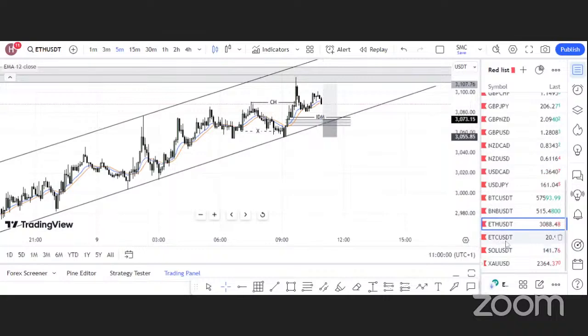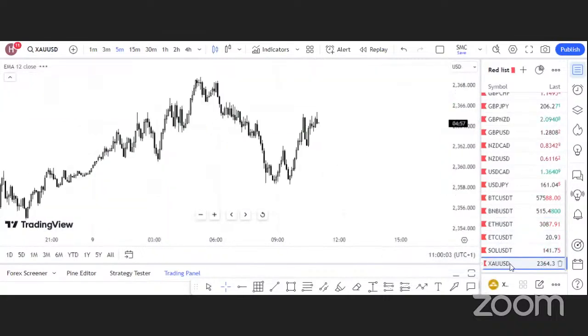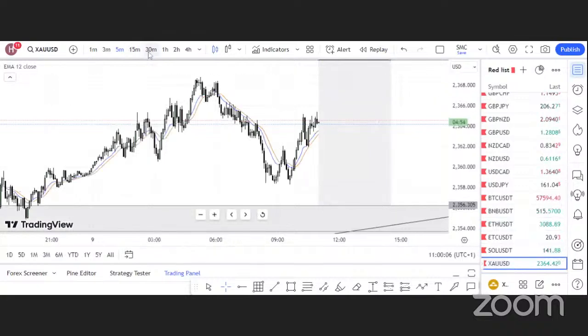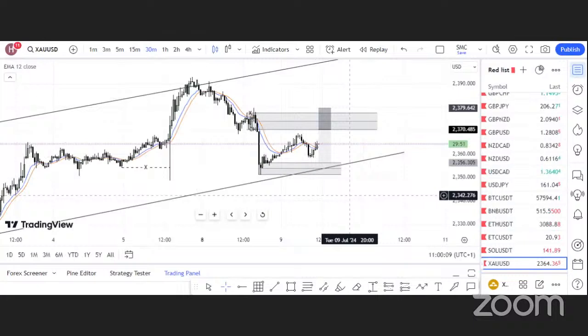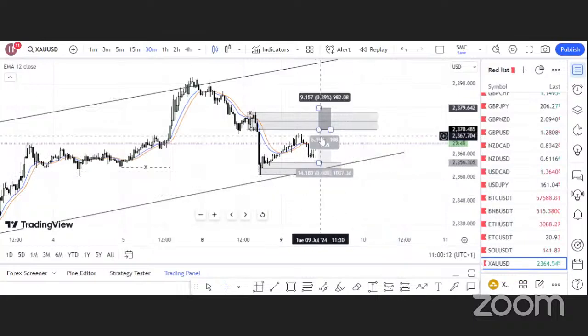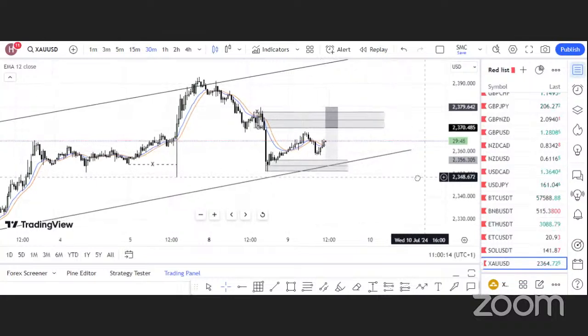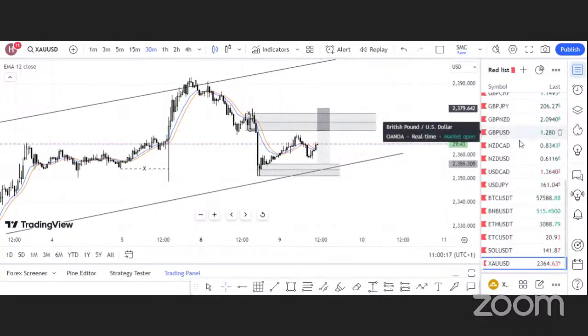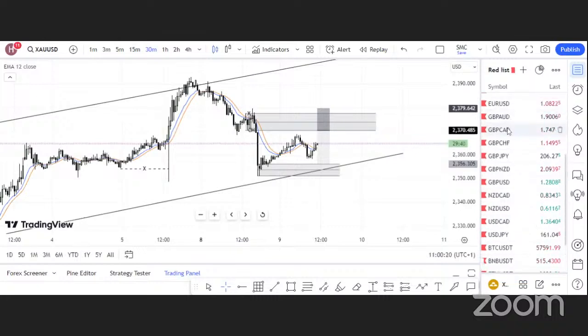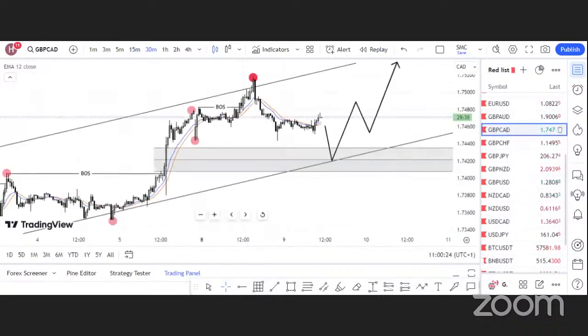Okay, so which other pair do we have analysis on? I think that's XAUUSD. All right, so XAUUSD is playing in between our point of interest. I think we have one on GBPCAD. Yes, that was what we started with. All right, so guys, those are the analyses I'll be looking out for today. And once I get any good and confirmed entry, I'm going to share the signal to the BtcDana Nigerian group.